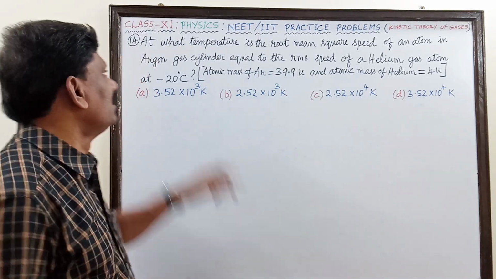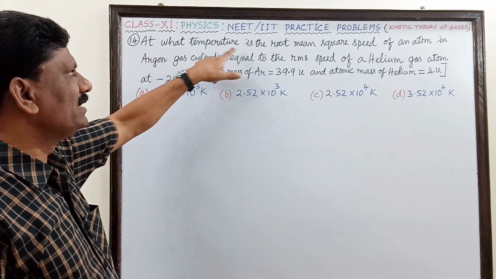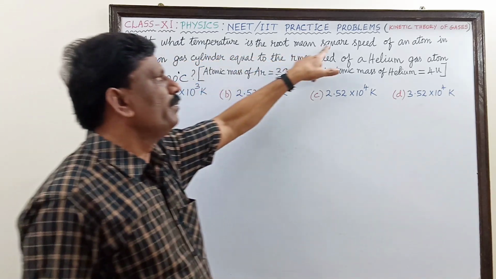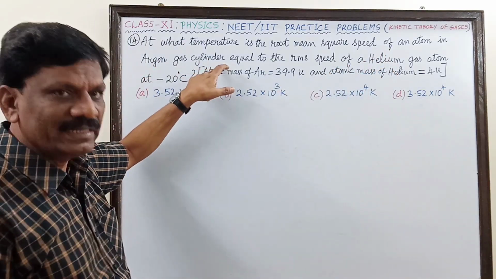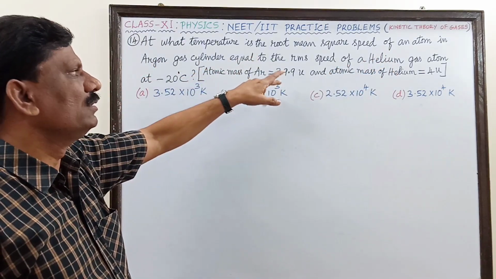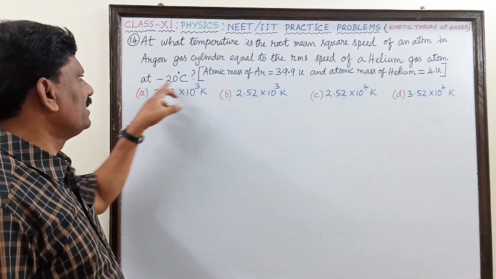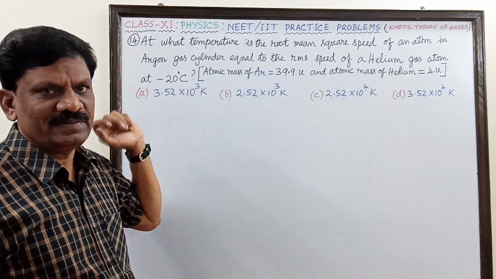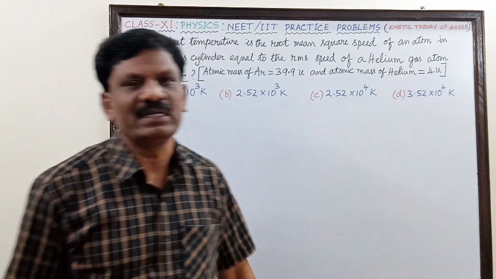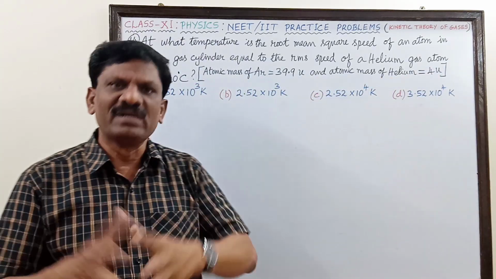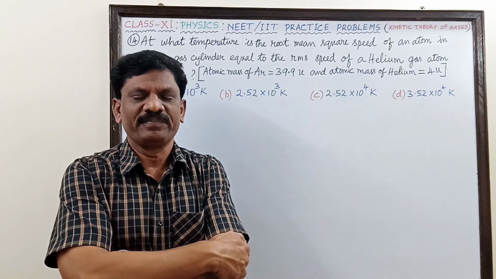Hi students, MCQ number 14. At what temperature is the root mean square speed of an atom in an argon gas cylinder equal to the RMS speed of a helium gas atom which is at minus 20 degrees Celsius? The atomic masses of argon and helium are given. It is a very simple question. You will have to read it twice or thrice till you understand it.